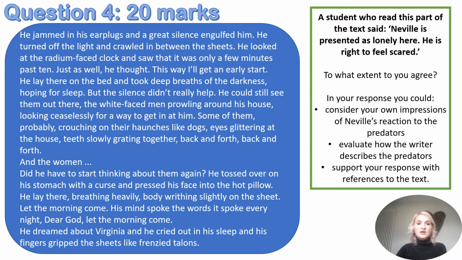He could still see them out there, the white-faced men prowling around his house, looking ceaselessly for a way to get in at him. Some of them, probably, crouching on their haunches like dogs, eyes glittering at the house, teeth slowly grating together, back and forth, back and forth. And the women. Did he have to start thinking about them again? He tossed over on his stomach with a curse and pressed his face into the hot pillow. He lay there breathing heavily, body writhing slightly on the sheet. Let the morning come. His mind spoke the words it spoke every night. Dear God, let the morning come. He dreamed about Virginia, and he cried out in his sleep, and his fingers gripped the sheets like frenzied talons.